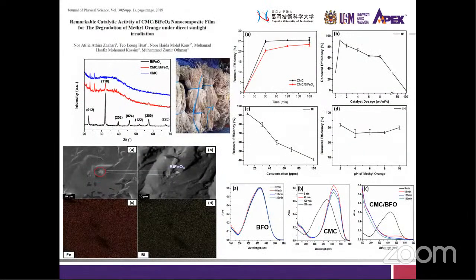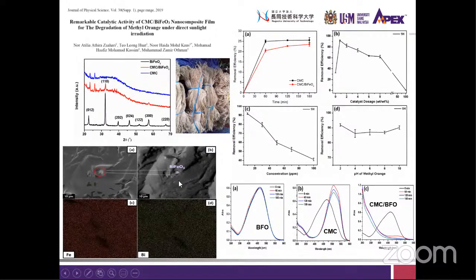Another work, with the technological industry from USM as well, is on cellulose material. From this biomass waste material, we convert it into carboxymethyl cellulose, CMC, with a hydrophilic structure, to ensure that we have good absorption of dyes before it can react.